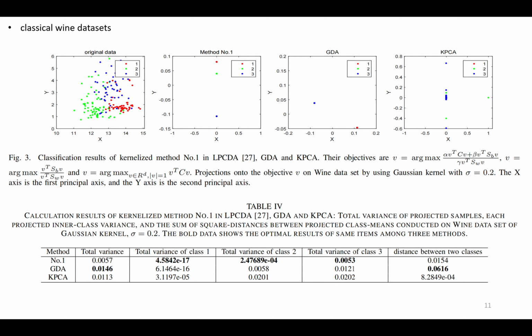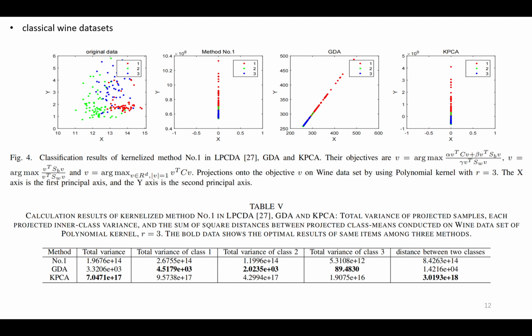Here's the result on one dataset by using Gaussian kernel with the same parameter value. As shown here, our proposed method number 1 has perfect classification performance as GDA and superior to KPCA, and moreover, method number 1 performs best in the evaluation results of item total variance of classes.